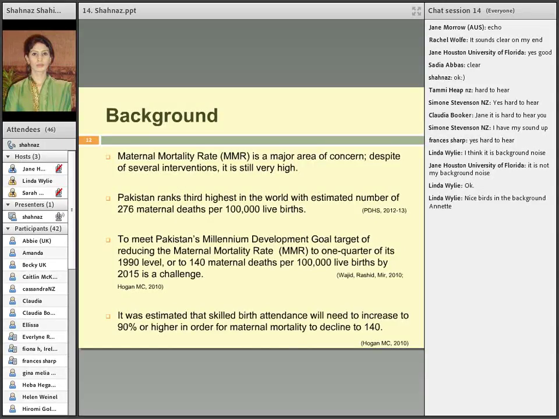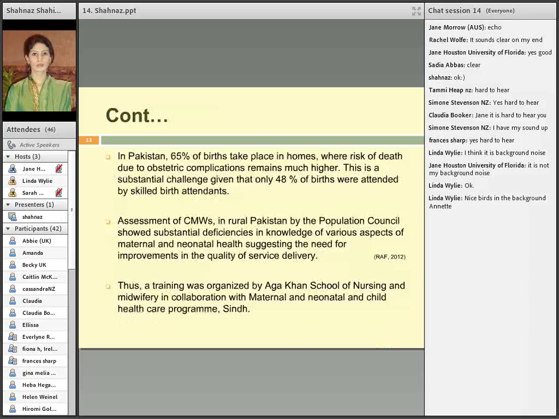It was estimated that skilled birth attendance will need to increase to 90% or higher in order for maternal mortality to decline to 140 in a country like Pakistan in the developing world. In Pakistan, 65% of births take place in homes, where the risk of death due to obstetric complications remains much higher. This is a substantial challenge given that only 48% of births were attended by a skilled birth attendant. Mostly people living in rural parts of the country go for home birth or birthing station birth. They don't go to the hospital.